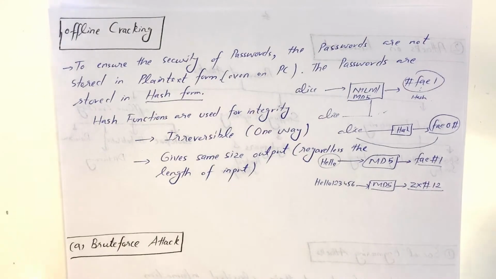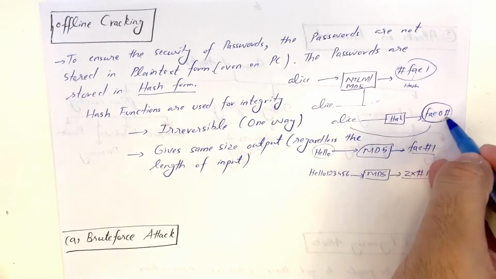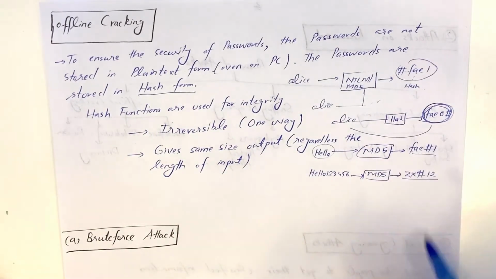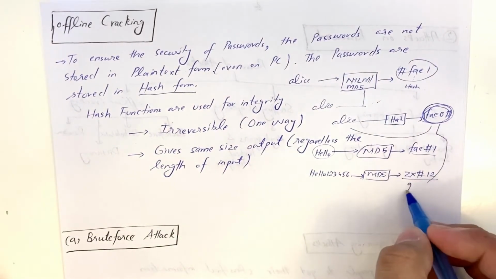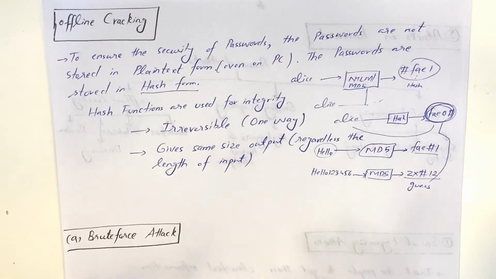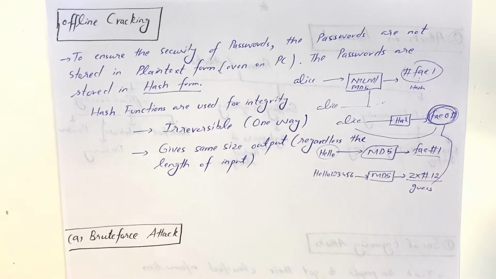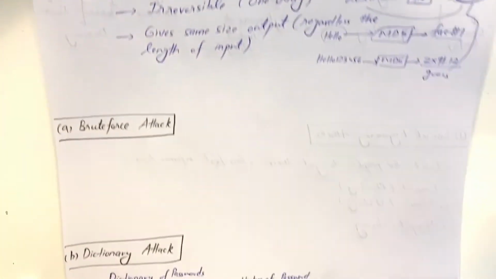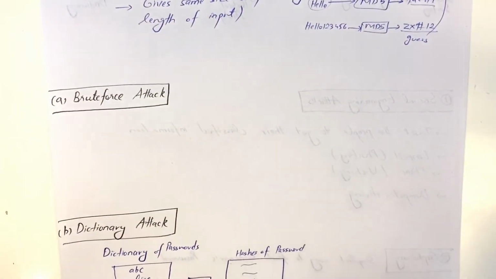In most offline cracking, attackers steal your hash value from the victim's computer, and then they try to guess it. By guessing, I mean they use dictionaries and rainbow tables in order to do that. So let's see what the different offline cracking methods are. The first is the brute force attack model.